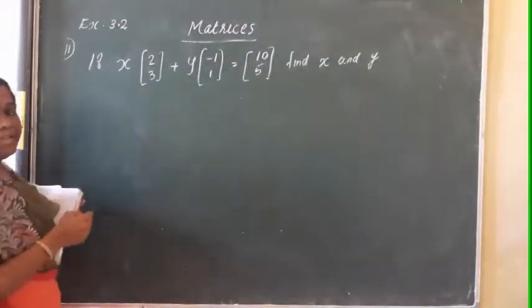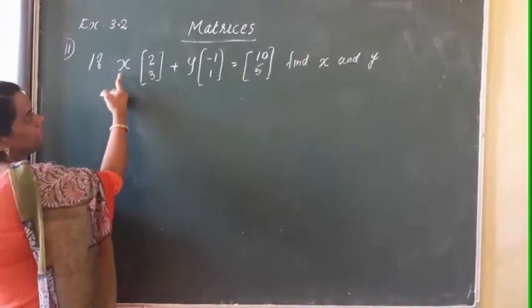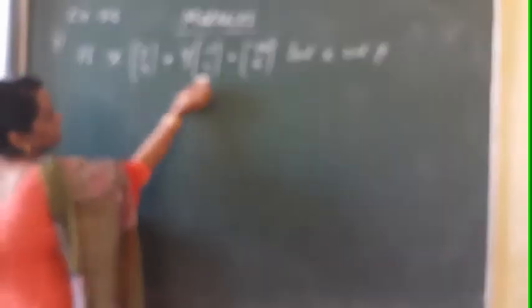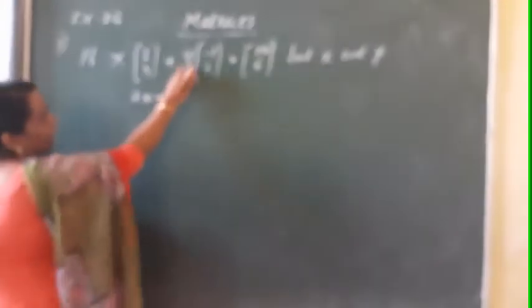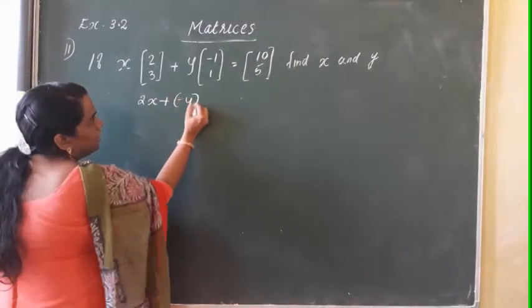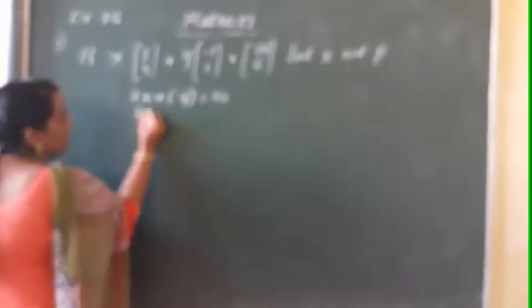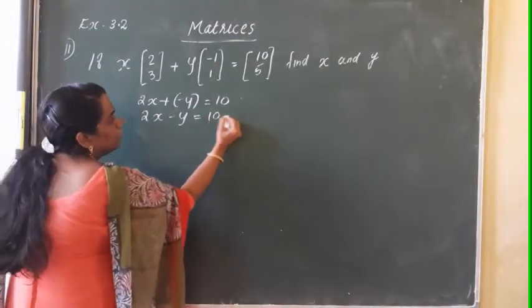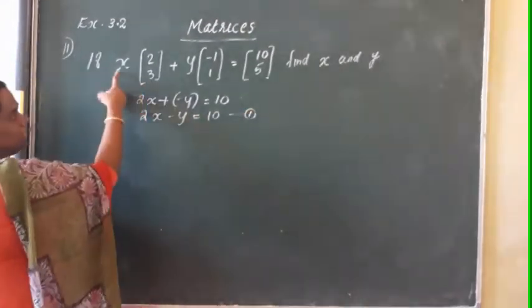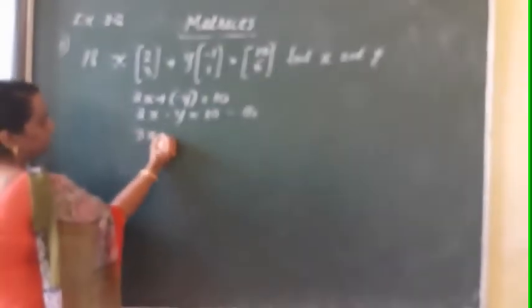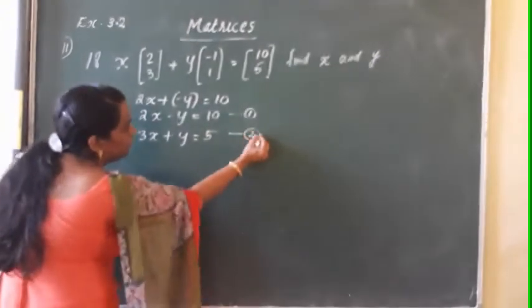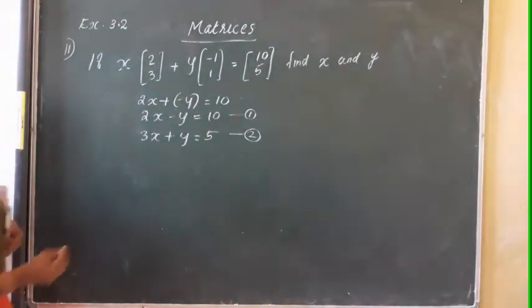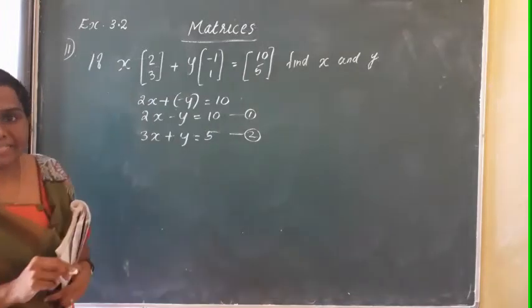First of all, we can multiply. x is a number, y is also a number. So we can multiply 2 into x, 2x. We can write that equation: 2x plus 1 into minus 1, minus y, is equal to 10, or 2x minus y is equal to 10. First equation. Then the second equation: 3 into x, 3x, plus y into 1, y, is equal to 5. Equation number 2.